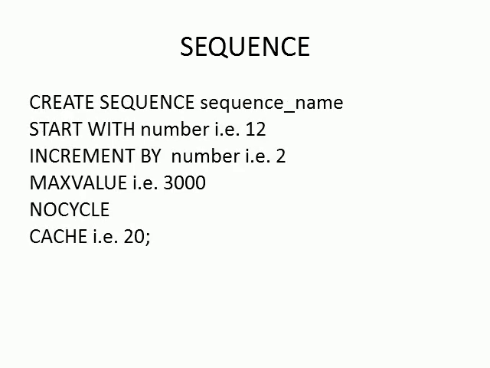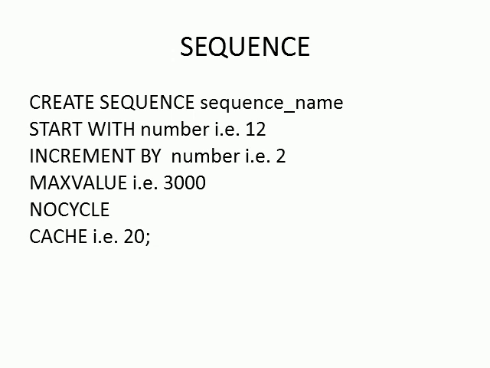Let's take a look at how to create a sequence. First, provide the create sequence clause and provide the name of the sequence. Start with clause will set the number from where the sequence starts. Then increment by clause will set the number to be incremented by. Max value will set a maximum value for the sequence, but it is optional.